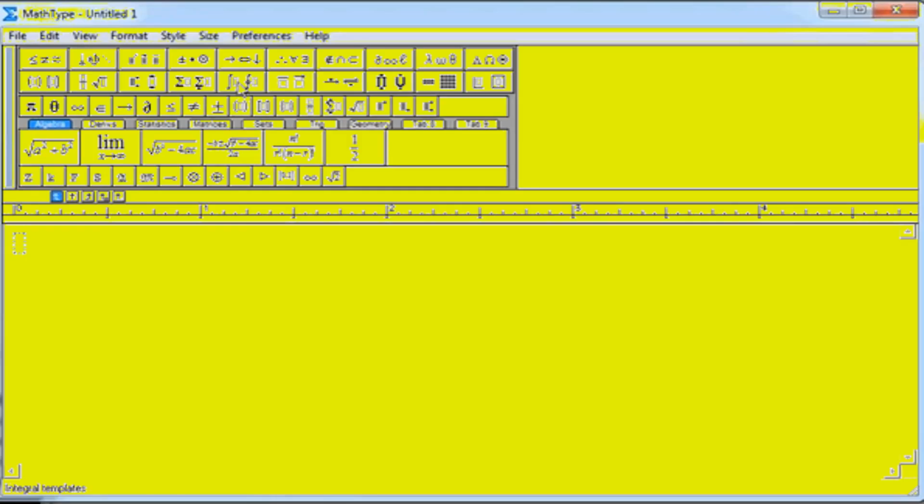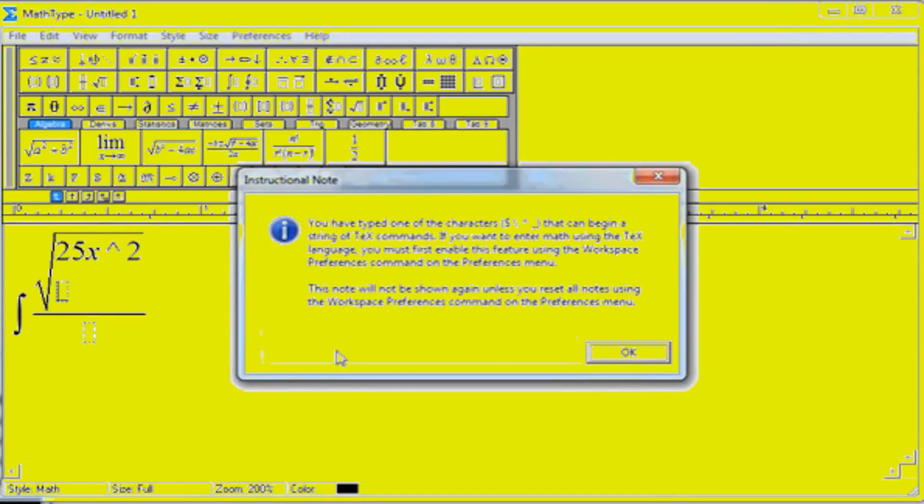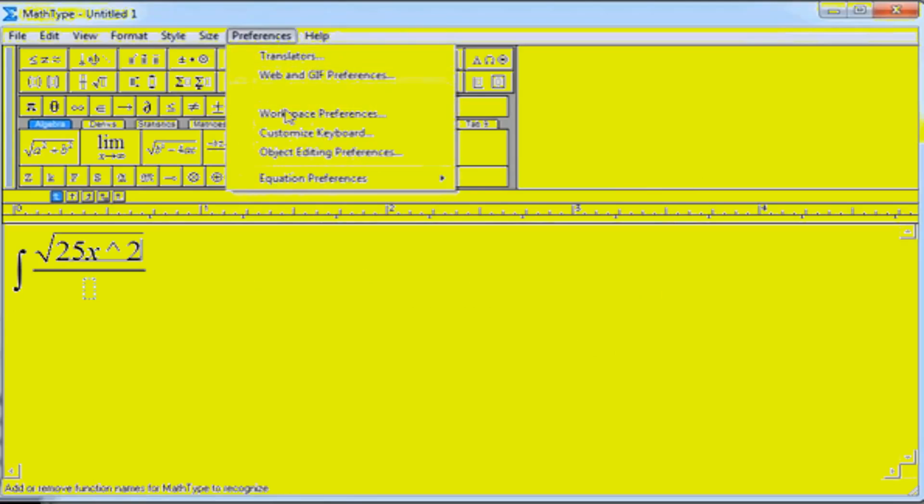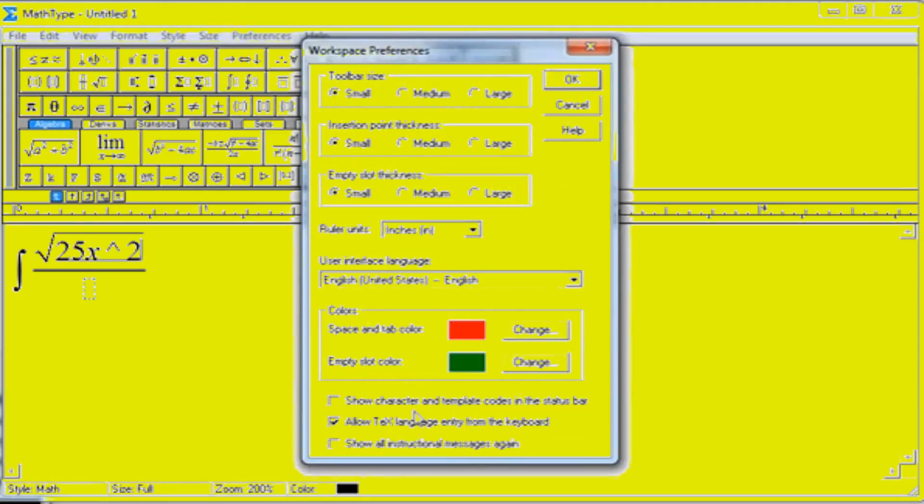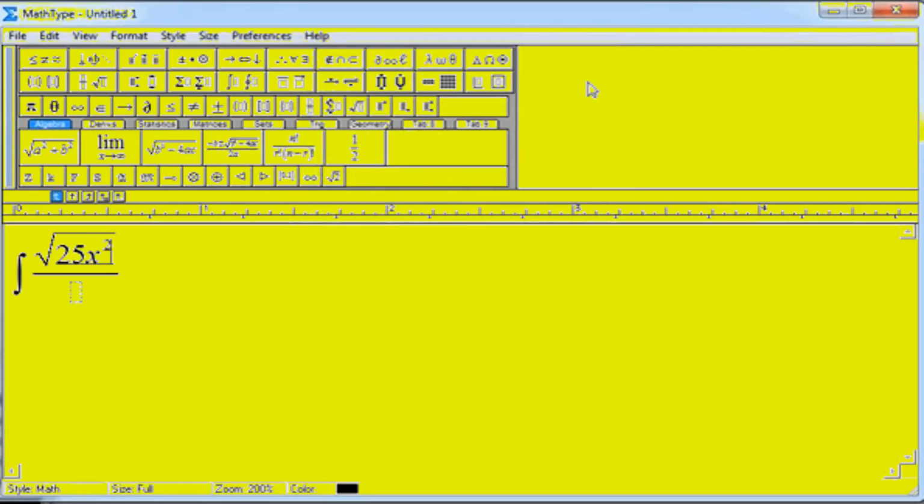So let's see. We've got the integral. What is this? Let me just write this down. It's gonna be the square root of 25x squared minus 4, over x dx, and this kind of looks scary. A lot of people might be like, "How do I do this?"